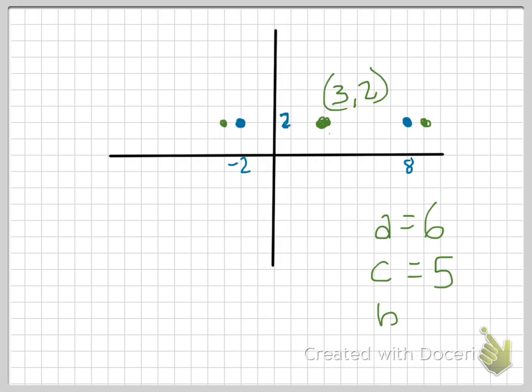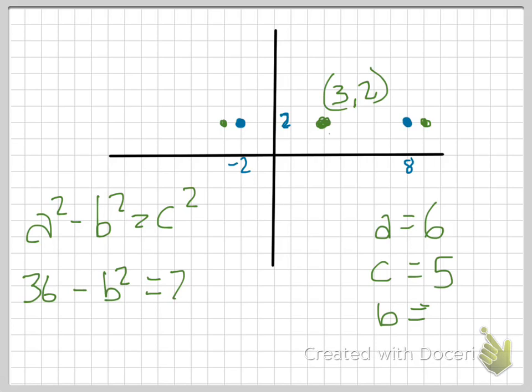So now I want to find my b value. So remember, with an ellipse, a squared minus b squared is c squared. So let's plug in what we know. A is 6, so a squared is 36. We're looking for b, and c is 5, so c squared is 25. So if I subtract 25 from both sides and add b squared to both sides, then I get 11 is b squared. So that means b is the square root of 11.